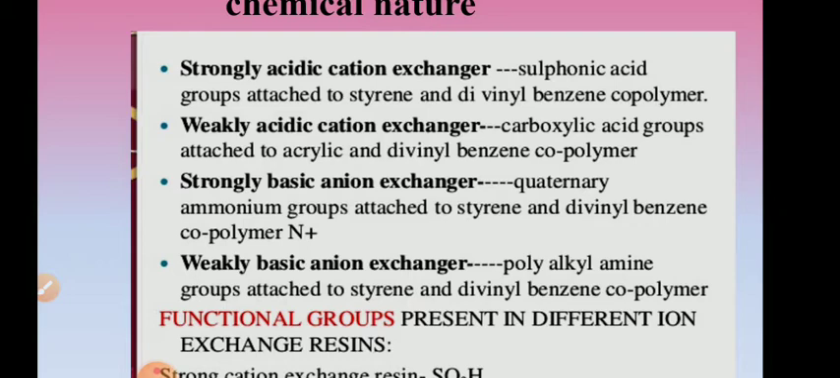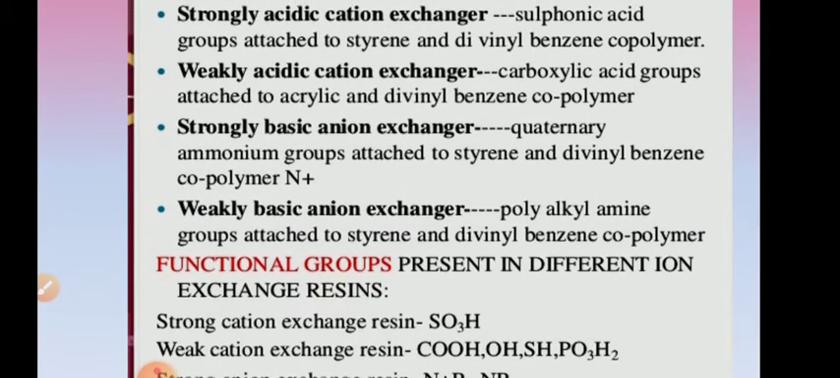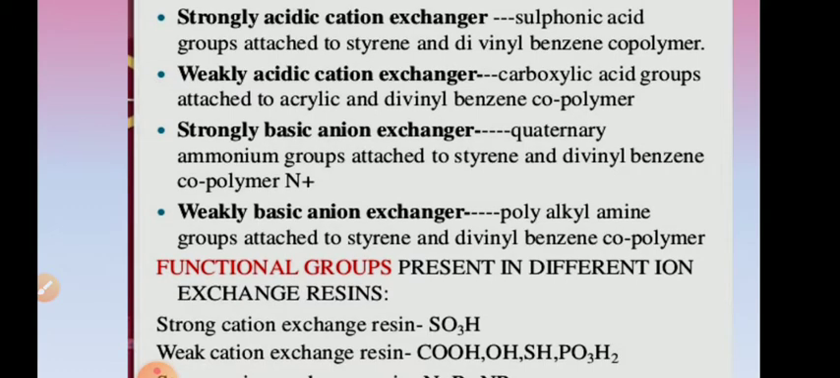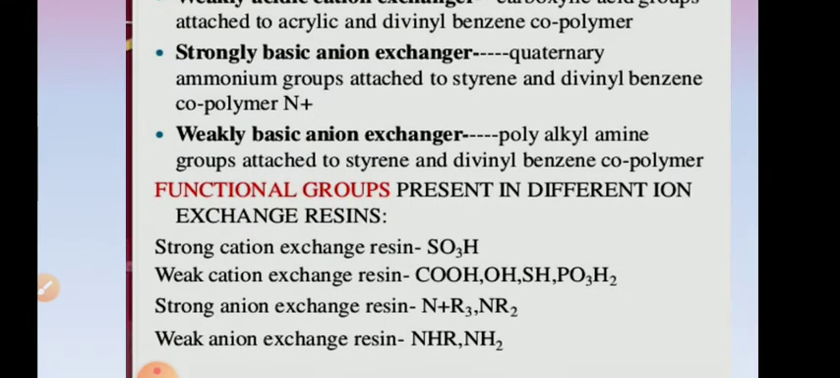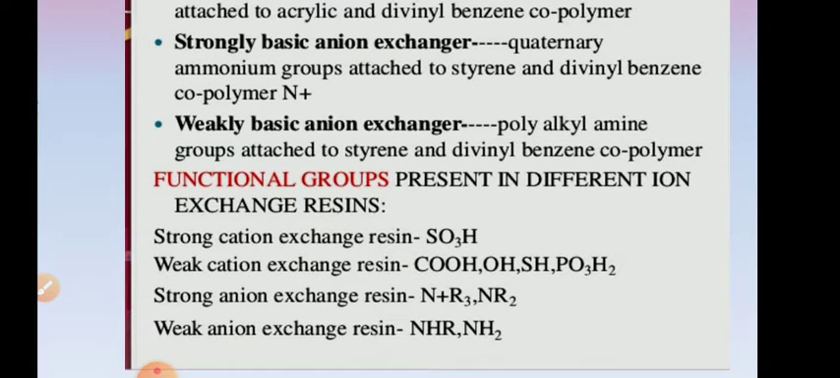A weakly acidic exchanger will have a carboxylic acid group, SH group or phosphoric acid group, like that. If it's a strongly basic anion exchange resin, then quaternary ammonium compounds are generally attached to polystyrene. If it is a weakly basic anion exchanger, then generally alkylamine groups are attached to the styrene and divinyl benzene copolymers.